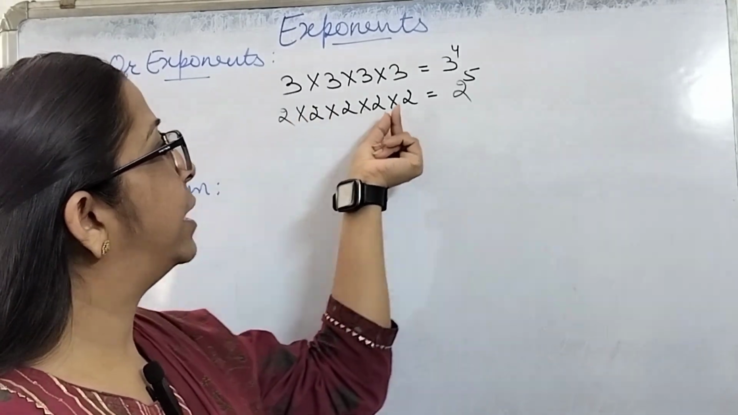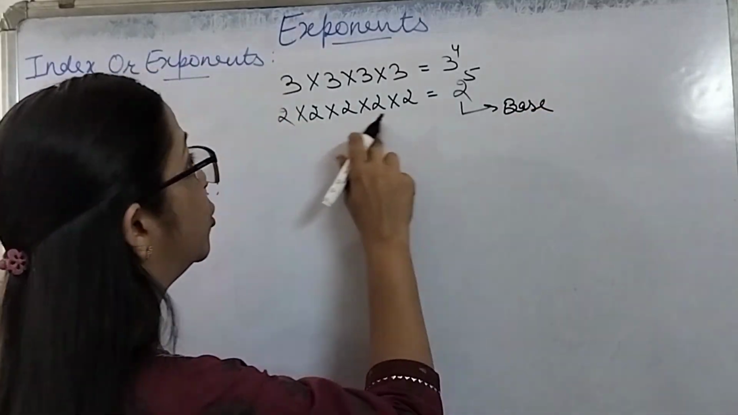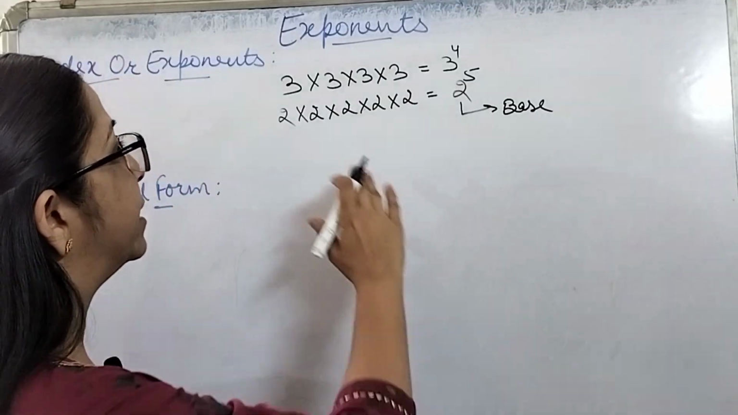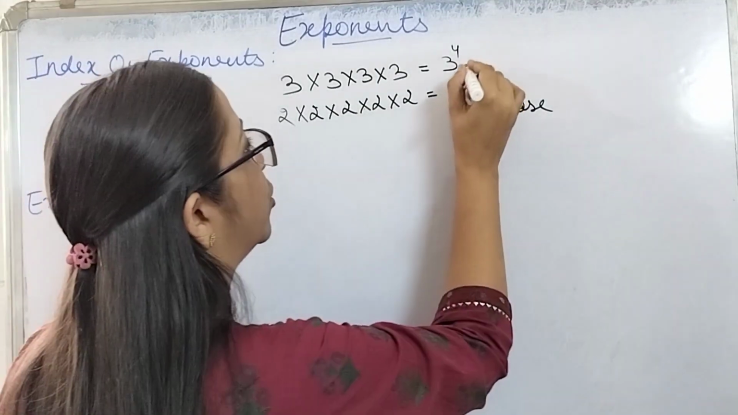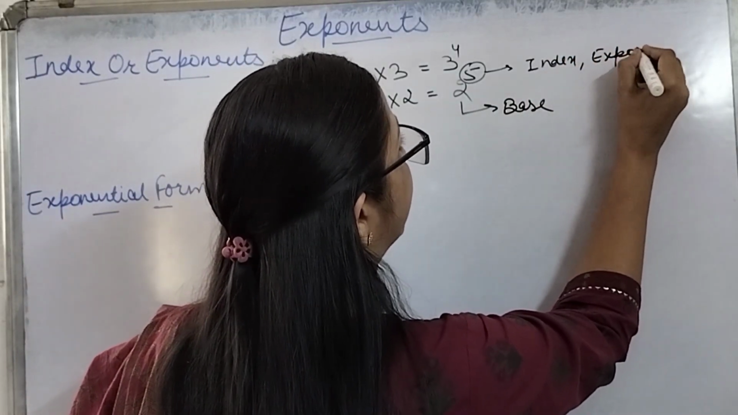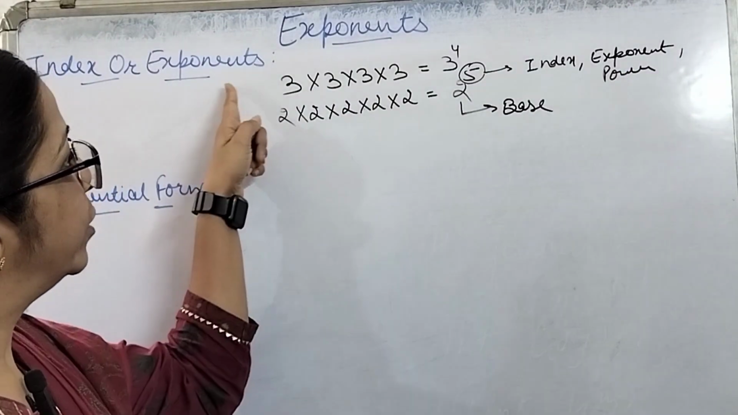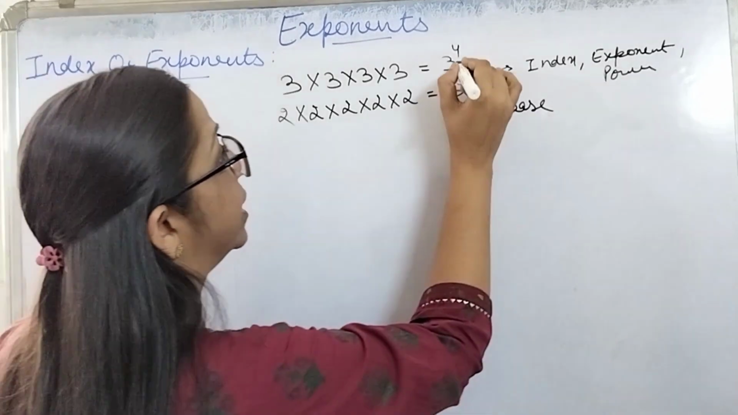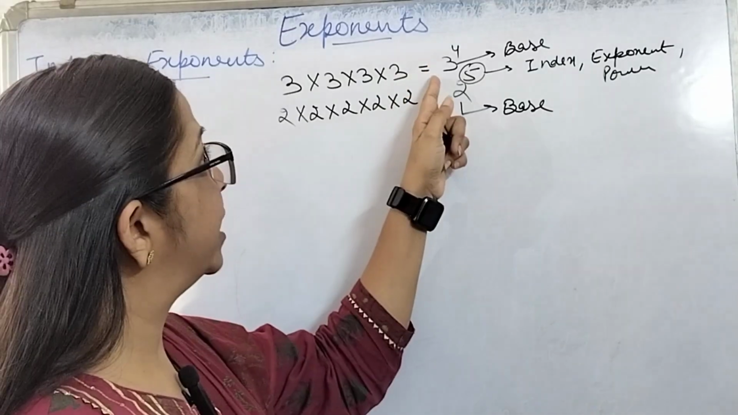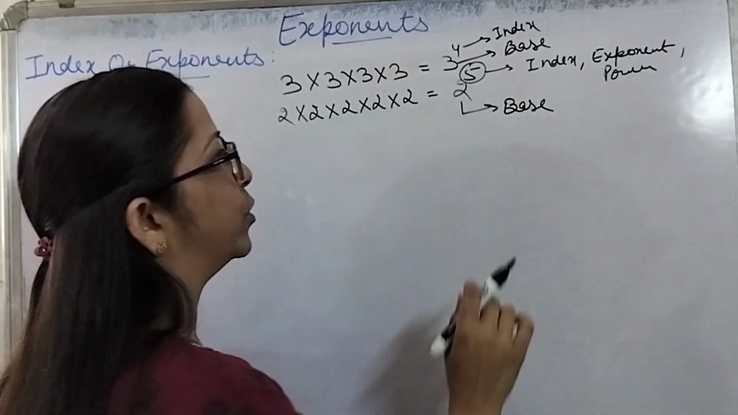The number which is being multiplied again and again is known as the base. Here 2 is the factor which is being multiplied again and again, so 2 is the base in this case, and the number of times it is being multiplied is known as the index or the exponent or the power. So here 5 is the index or the exponent, or we can say power also. In the other example, 3 is the base, because 3 is the number being multiplied multiple times, and because 3 is multiplied 4 times, 4 is the index or the exponent or the power.